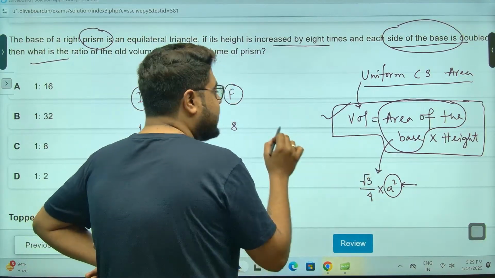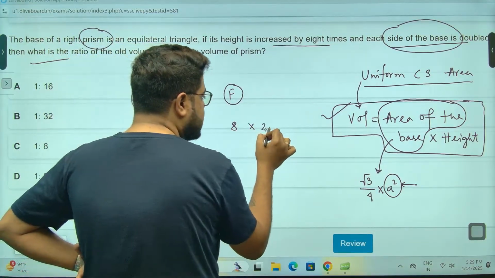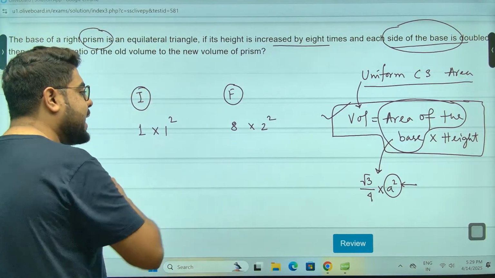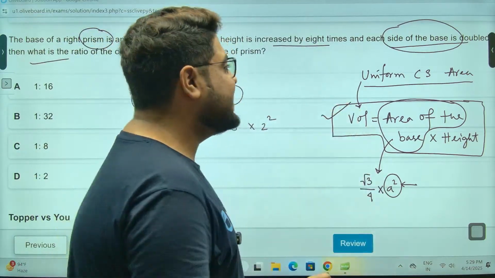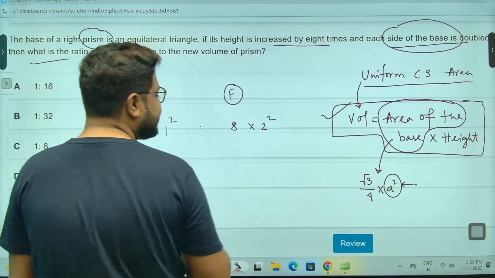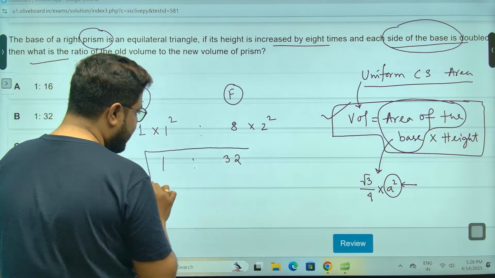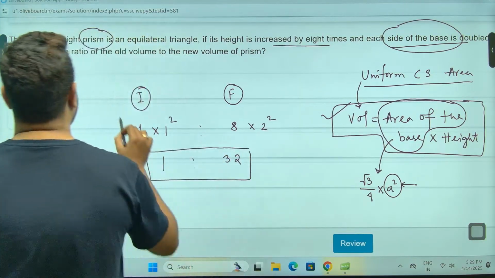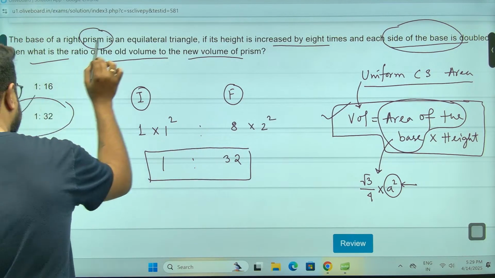If it is doubled, that means if it was 1, now it is 2, so it is 2 square. Everything else was constant and cancels. So the ratio will be 1:32. They have asked the ratio of the old to the new volume. Option B is your answer.